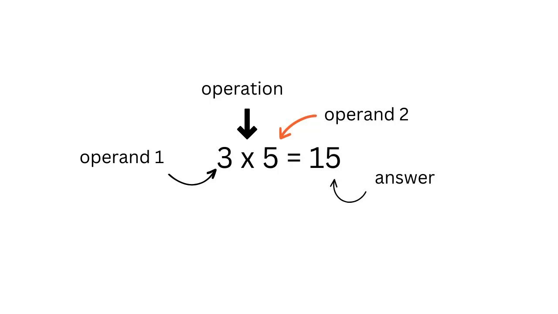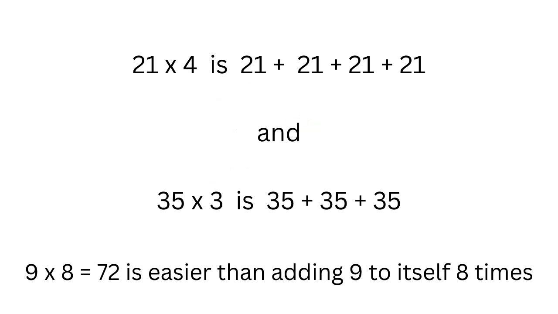Multiplication is increasing the quantity of an item by the number of times indicated by the second operand. So, 21 times 4 is 21 plus 21 plus 21 plus 21 and 35 times 3 is 35 plus 35 plus 35. So, multiplication is just repeated addition of a number to itself.